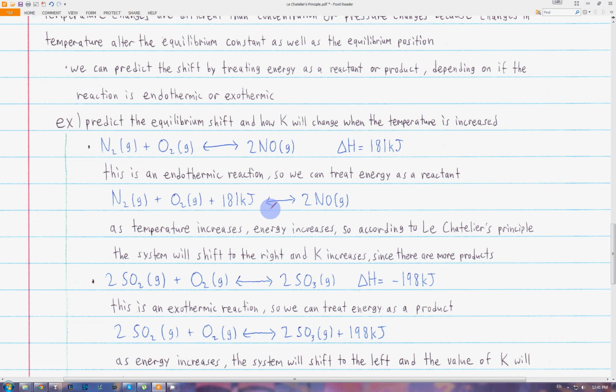And since it shifts to the right, that means more products are being created, while more reactants are being used up. So since there are more products, the value of K increases. Remember, in the numerator of the equilibrium expression are the product concentrations, while the denominator has the reactant concentrations.